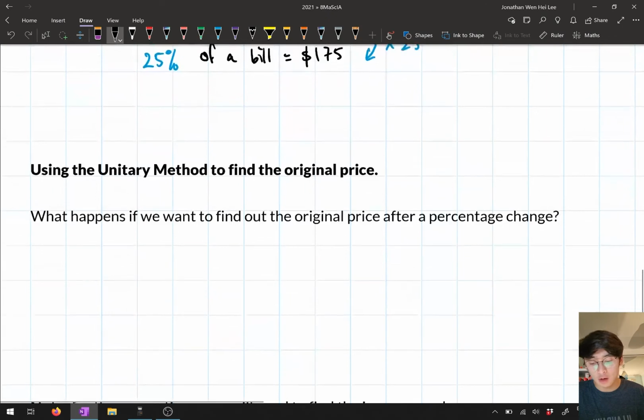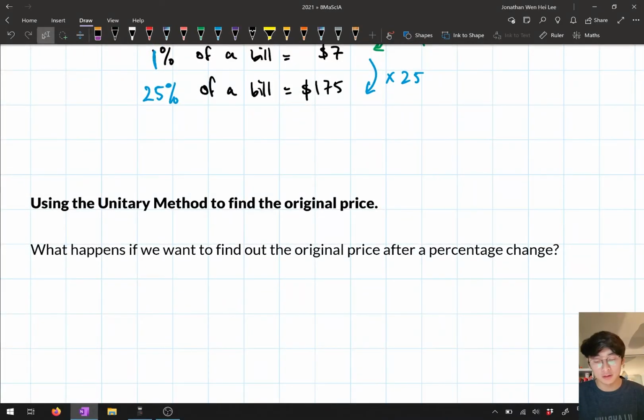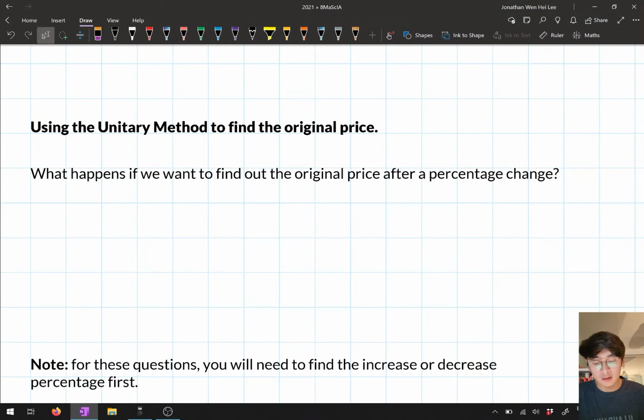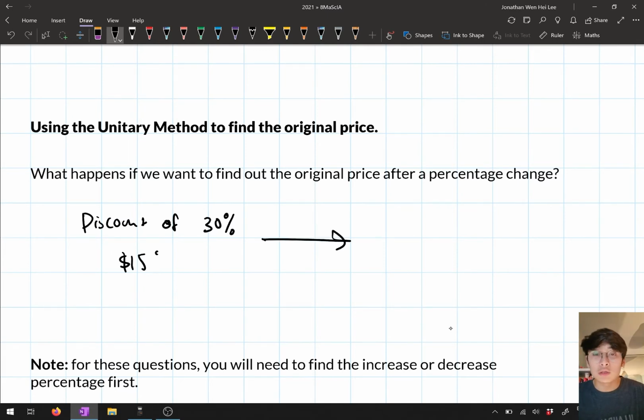Okay, final set of examples. Now, these are examples where you've got a percentage change that has already happened. So what happens if we want to find out an original price after a percentage change? Let's say you go to the shops and they tell you that something has been discounted. So there's a discount of 30% and they tell you the price after the discount. So it's like $15. What we want to actually do in these questions is find out the original cost before the discount.